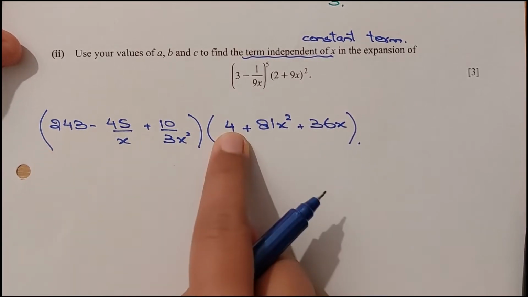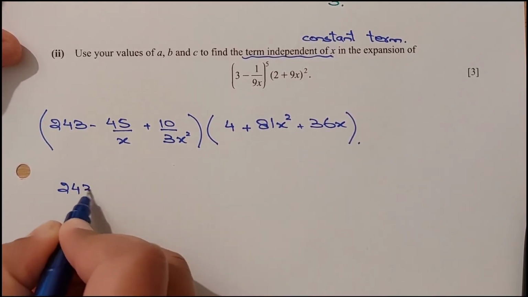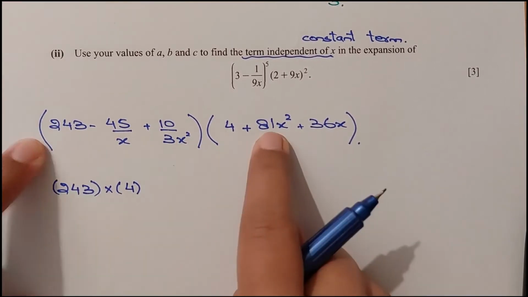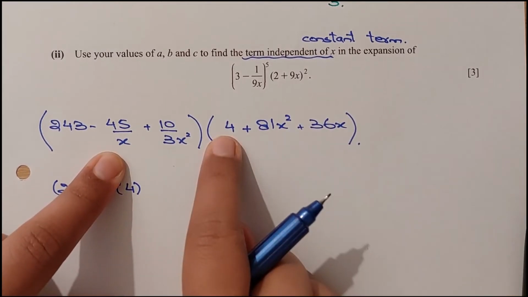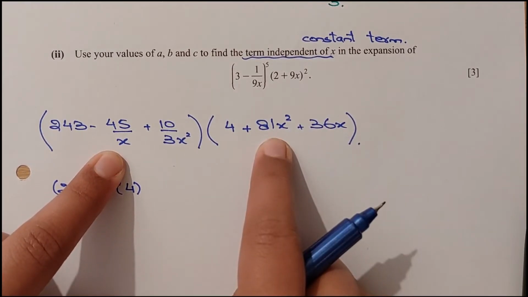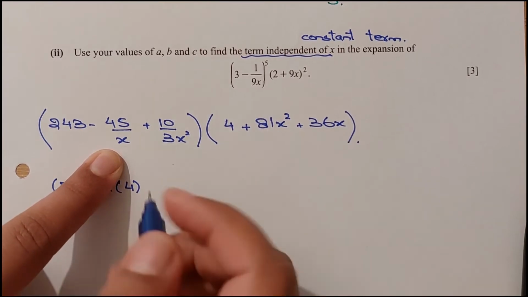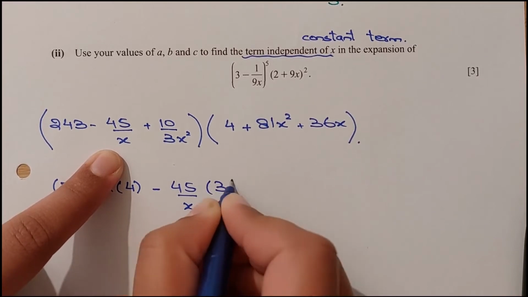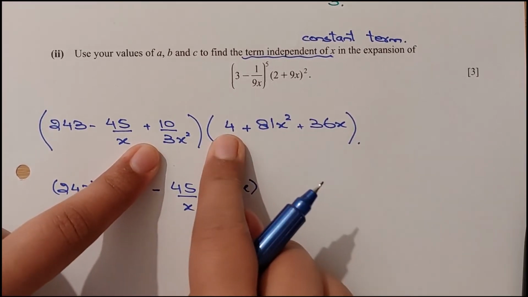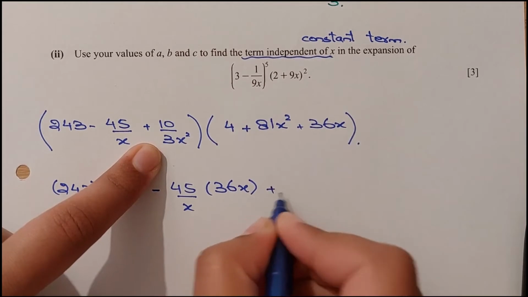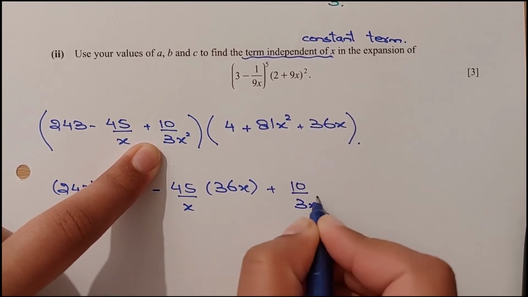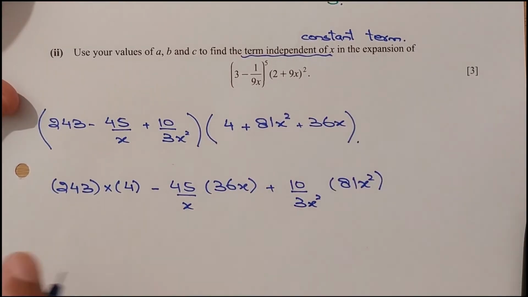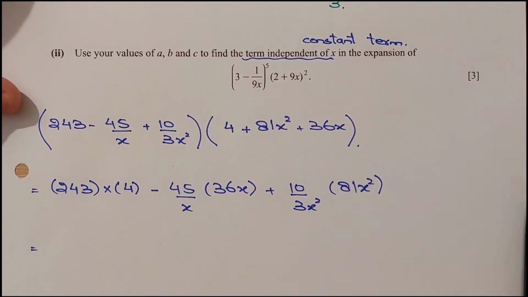Okay, so 243 times 4. This is a constant term. 243, this is x squared term, this is x term. This is 1 by x term, this is x term, and this is just the constant term, yes. Minus 45 over x is multiplying by 36x. This is 1 over x squared term, this is a constant term, plus 10 over 3x squared is multiplying with 81x squared, right? And then this is 1 by x term. So these are the constant terms, right? Let me simplify now.